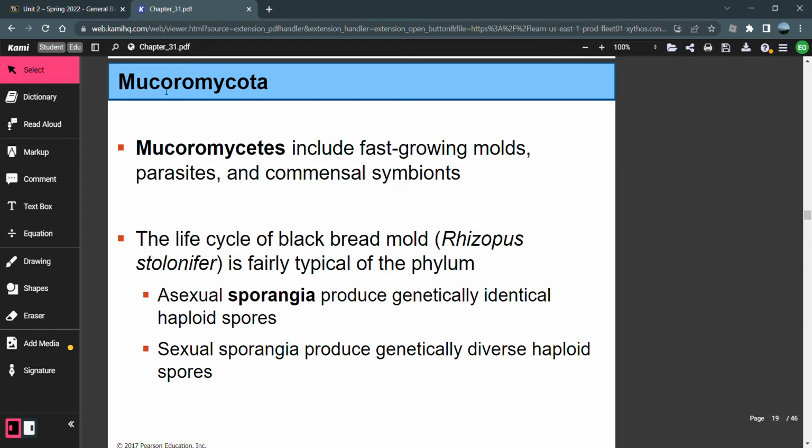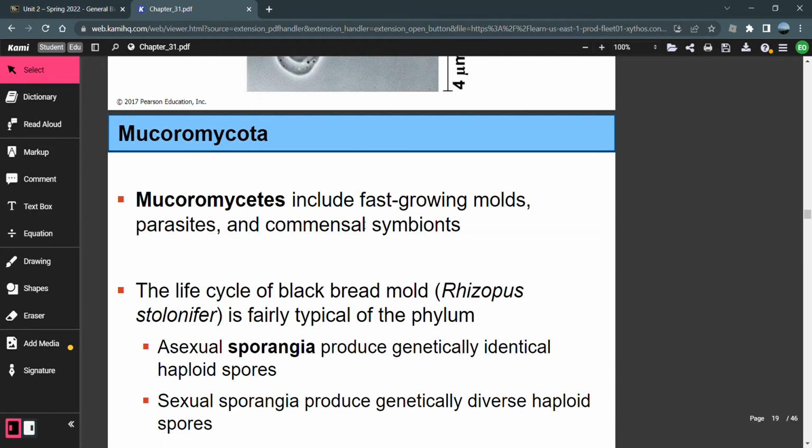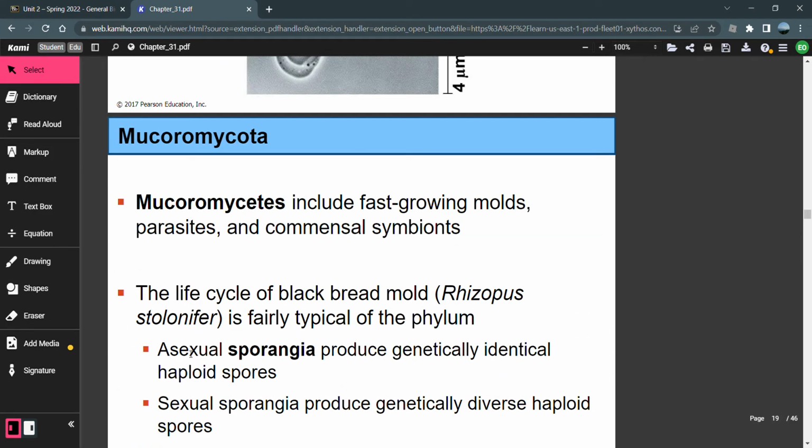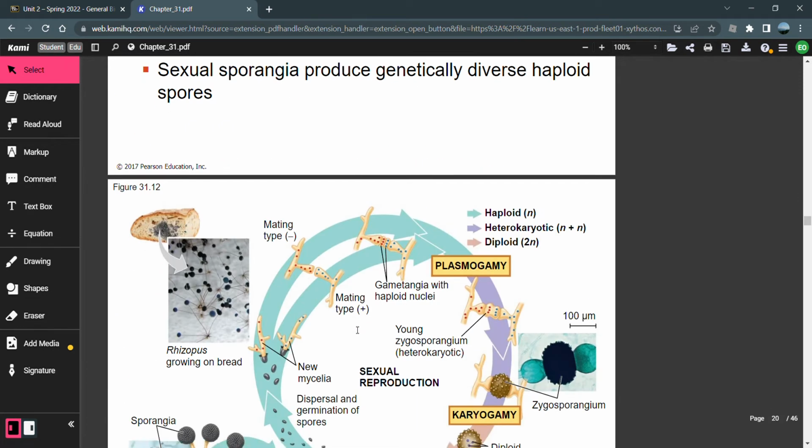Another is Mucoromycota. This includes fast-growing molds, parasites, and commensal symbionts. An example of this is the black bread mold, and we'll be exploring its life cycle here. In asexual reproduction, asexual sporangia produce genetically identical haploid spores, while in sexual reproduction, sporangia produce genetically diverse haploid spores.